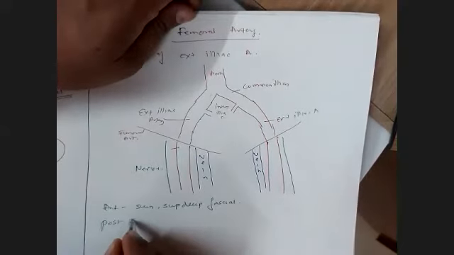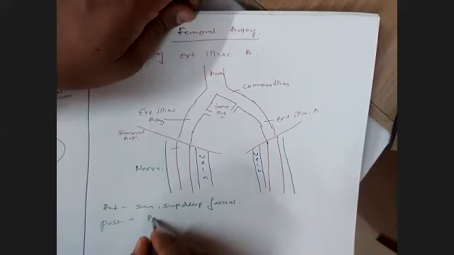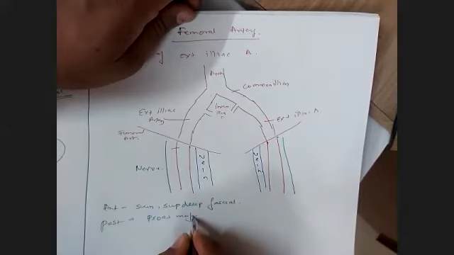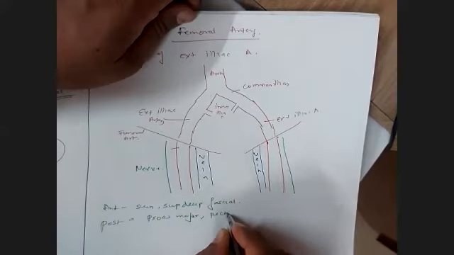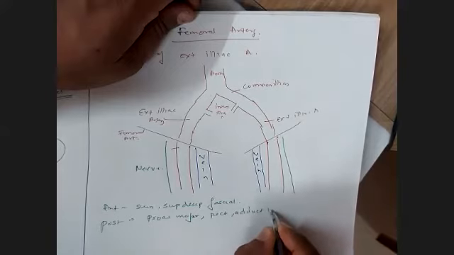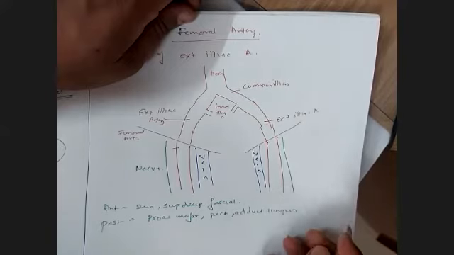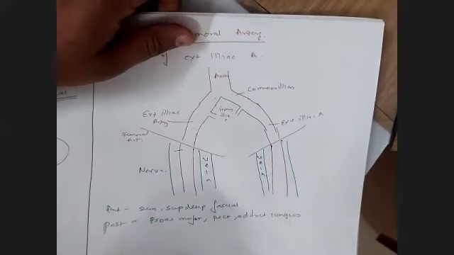What is there posteriorly? It lies on the psoas major muscle. Then it lies on pectineus. Then it lies on adductor longus. Okay. It lies in the femoral sheath. It is covered in the femoral sheath.